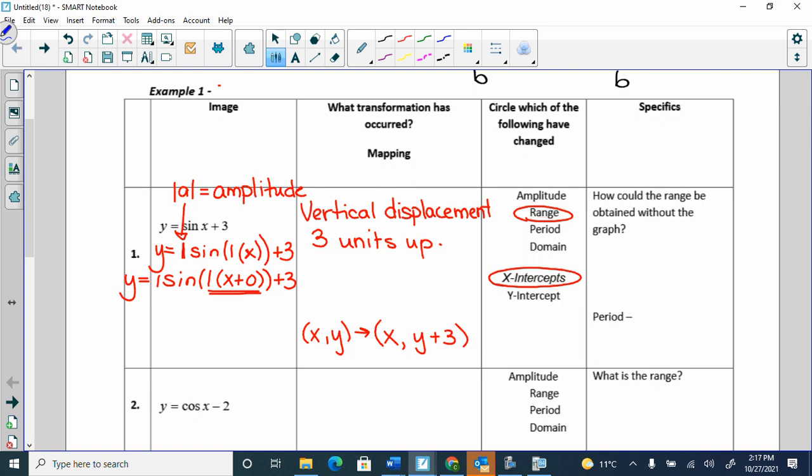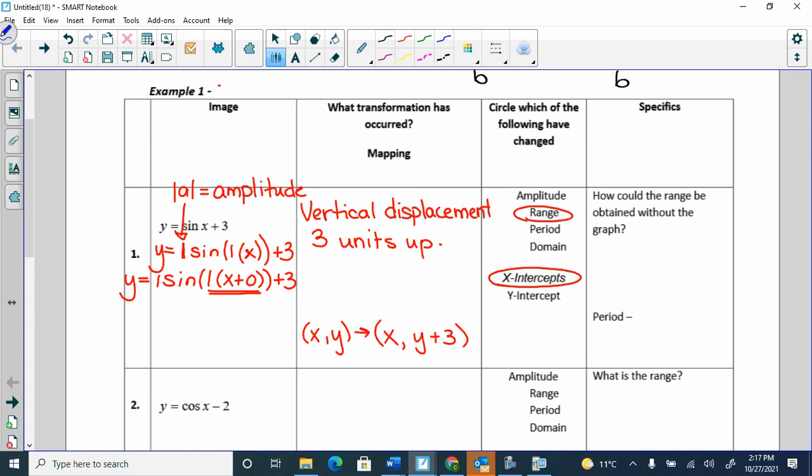The sine graph is 0, 0, so now it's going to be 0, 3, because I'm taking that point and moving it up. I can use mapping. Right? So you can always move your y-intercepts really easy. On a sine graph, it's 0, 0. Plug it into mapping, you have your new y-intercept. Right?